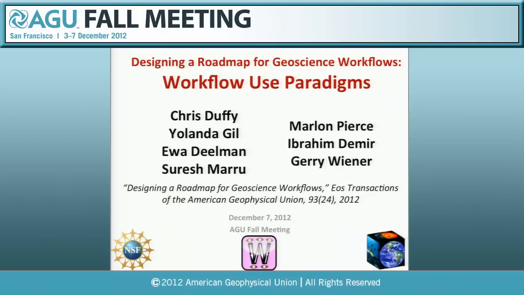This work appears in an article in the EOS Transactions of the AGU, so you can find a lot more details there. I'll go a little bit quickly because of the time, but at least it will give you an idea of what workflows are and how they can be used. This work was done as part of the NSF EarthCube initiative. I wanted to tell you a bit more about EarthCube, but I will do that in the third talk. For some reason, that got pushed to the third talk.